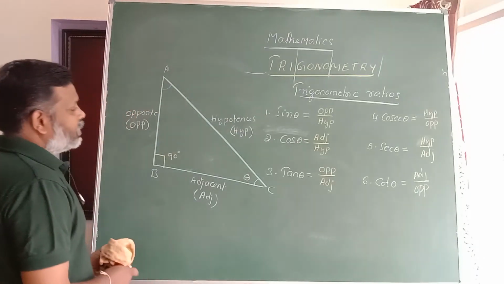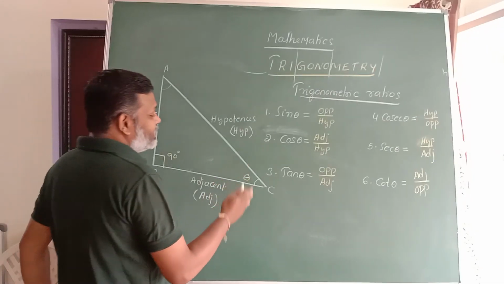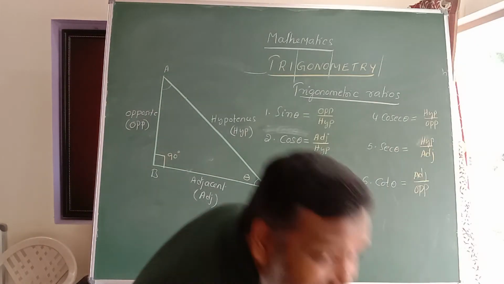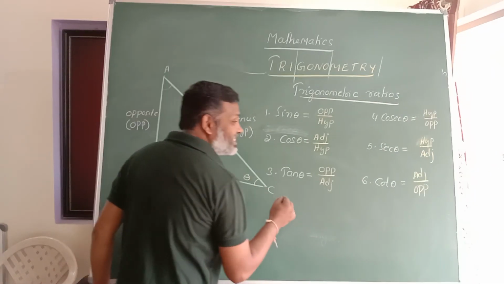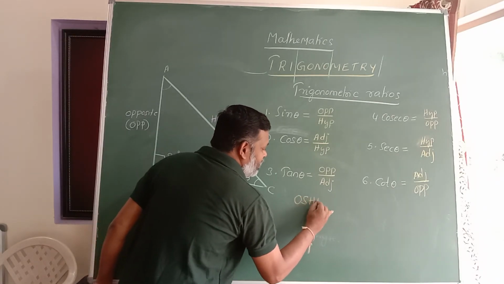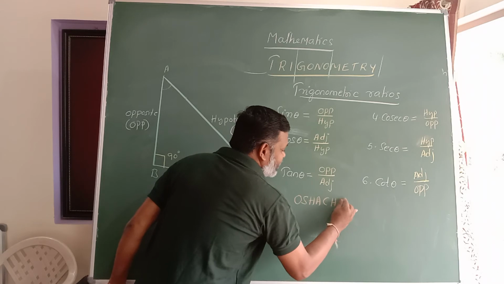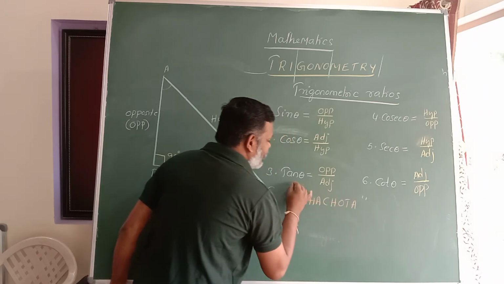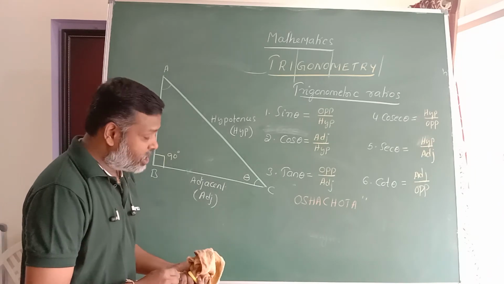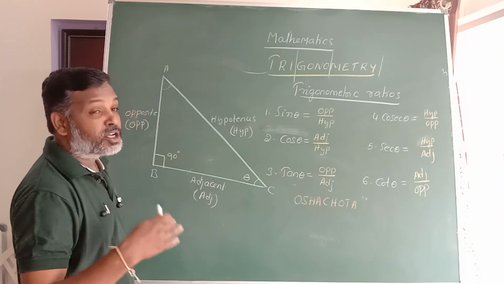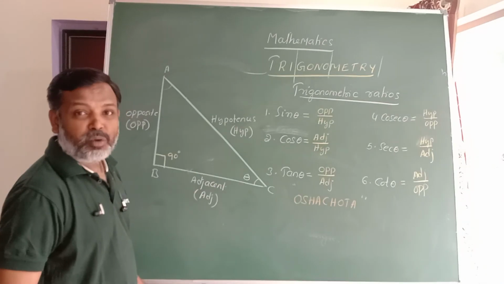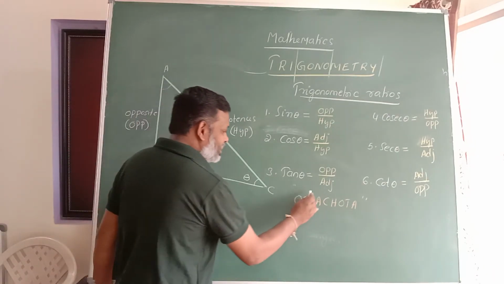Right. Now, just have a look at this. These 6 trigonometric functions can be easily remembered by a word. I can write Osha Chota. Just recall it. Read it. This one is Osha Chota. Now how can you pronounce this Osha Chota, and how is it related to the trigonometric ratios? Let us know that. Just divide it in 3.